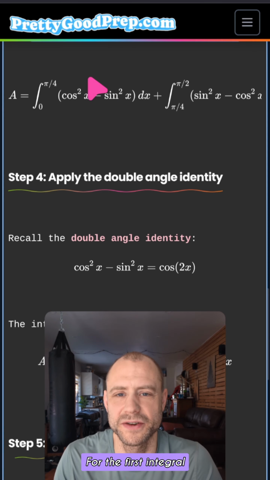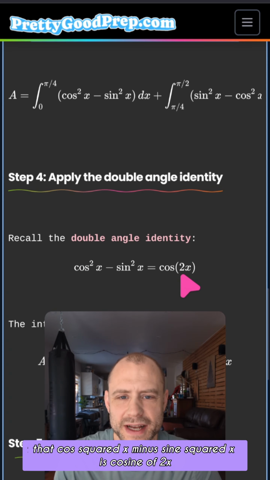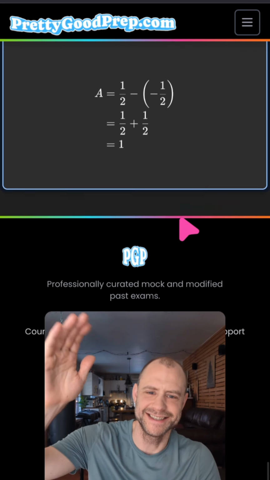For the first integral, it's super helpful to remember the double angle formula, that cos² x minus sin² x is cosine of 2x. And then we just apply a negative for the second one. The rest of it is easy, just some computations here.